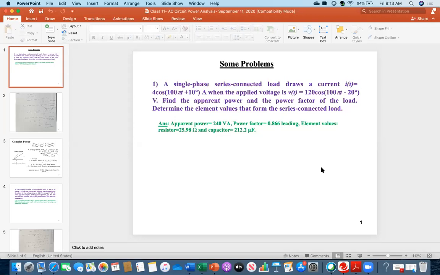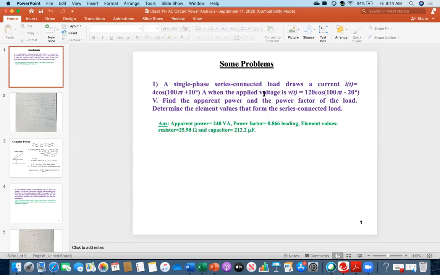Okay, and from now on, everybody please look carefully at these numerical problems related to power factor. See the problem: a single phase series connected load draws a current iT equal to 4 cosine of (100 pi t plus 10 degrees) amperes, when the applied voltage is vT equal to 120 cosine of (100 pi t minus 20 degrees) volts. Find the apparent power and the power factor of the load, and determine the element values that form the series connected load.